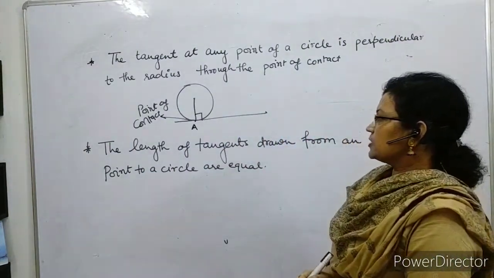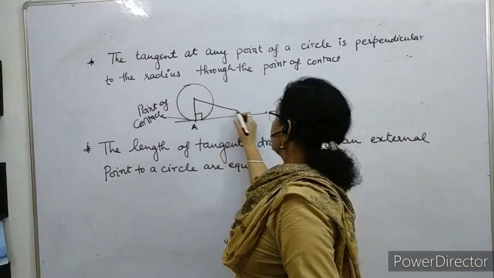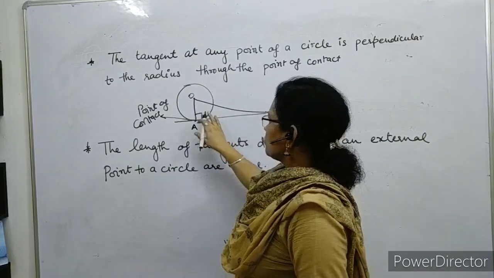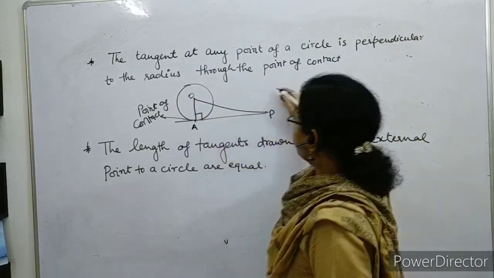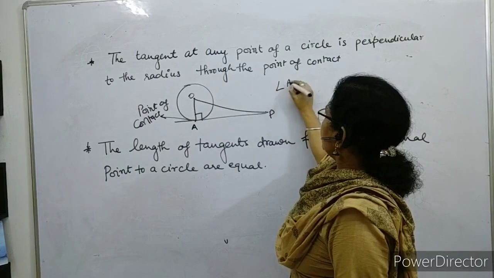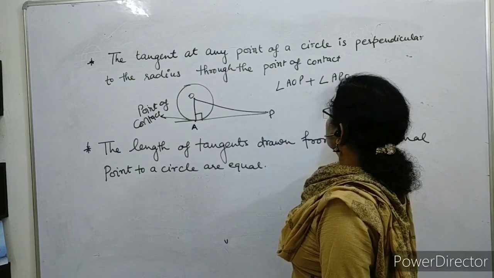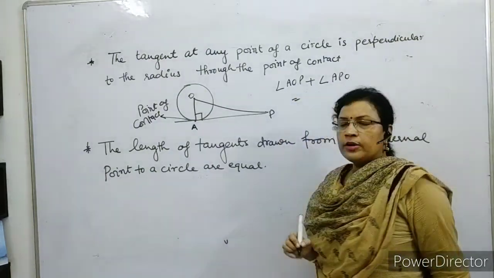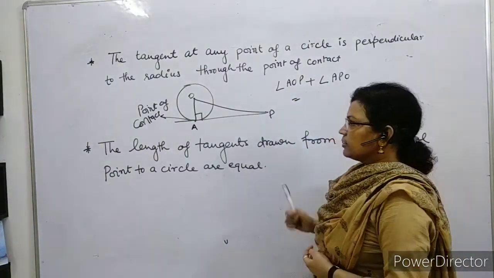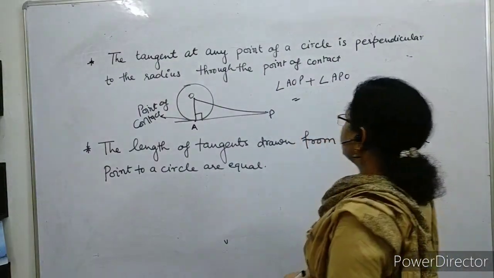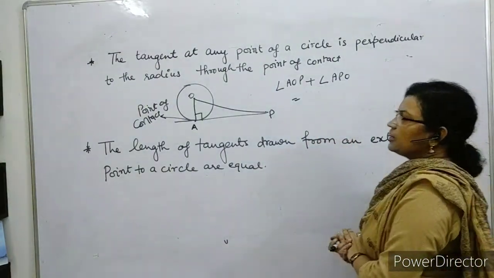So we can see one sum. The question can be like, if it is O and it is P, write the value of angle AOP plus angle APO. Now it will come for 1 mark. They can give you that OA is the radius and AP is the tangent. Then find the value of angle AOP plus angle APO.